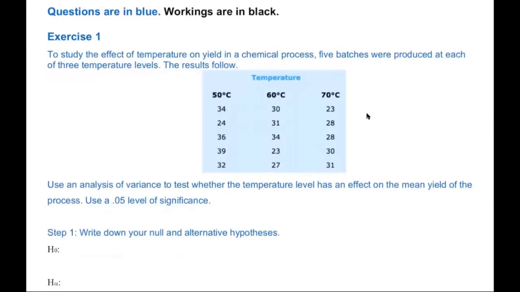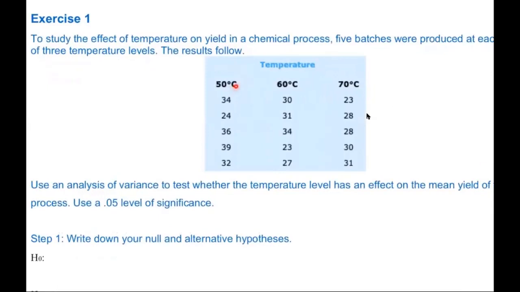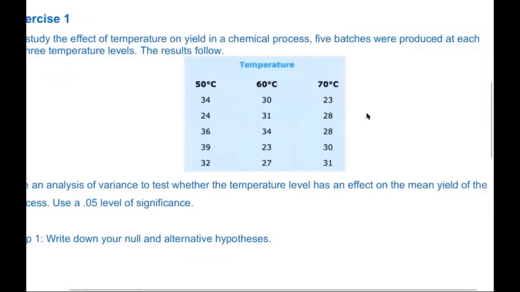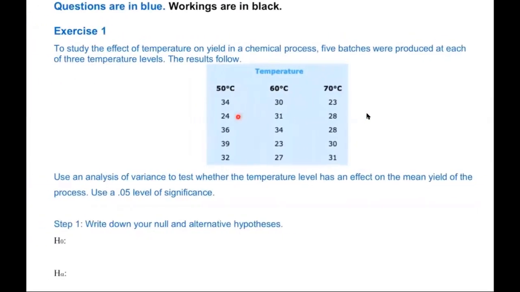So what we're gonna do here is we're testing to see whether there's any effect of temperature on yield in a chemical process. There are 5 batches produced at each of the 3 temperature levels. So we have 3 temperature levels: 50 Celsius, 60 Celsius, and also 70 Celsius. We take 5 batches from each one of those. So that's 5 multiplied by 3, that's 15. So I collected 15 observations, 5 from each one of those 3 temperatures.